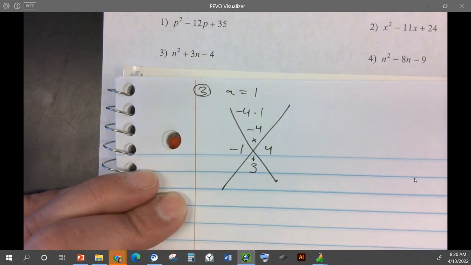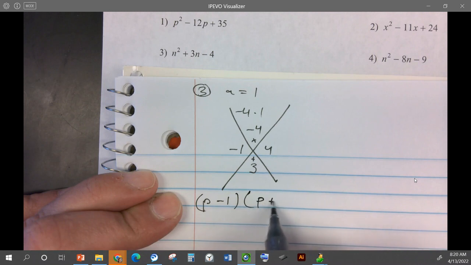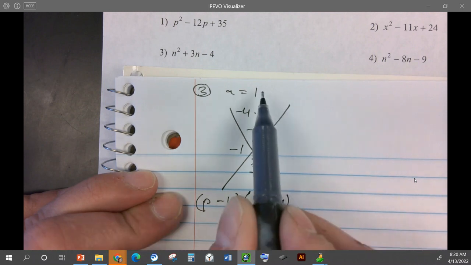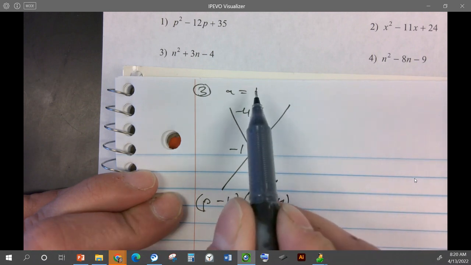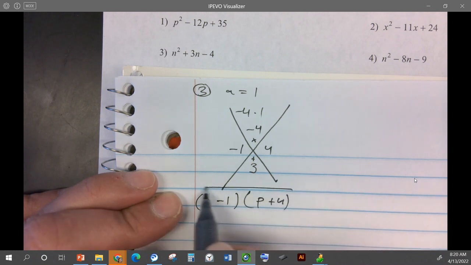Perfect. Okay, so then our factors are P minus 1 and P plus 4. And our next step would be to divide by A, but A is just 1, and anything divided by 1 stays the same. So that would be our answer for 3.